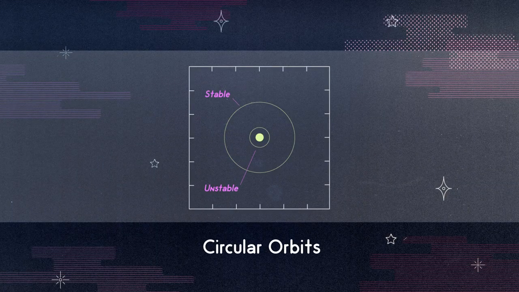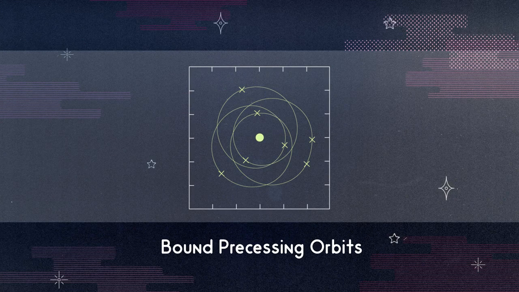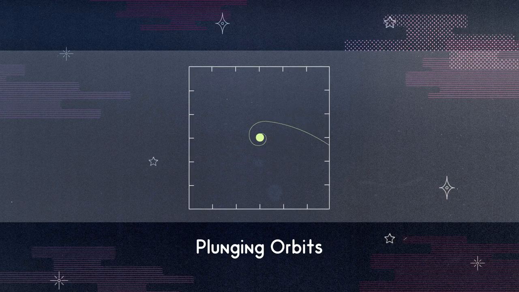Since the gravitational potential around a black hole is represented by a Schwarzschild potential, there are 5 kinds of orbits that we can find. There are stable and unstable circular orbits, orbits that we call bound precessing orbits, scattering orbits, and plunging orbits.